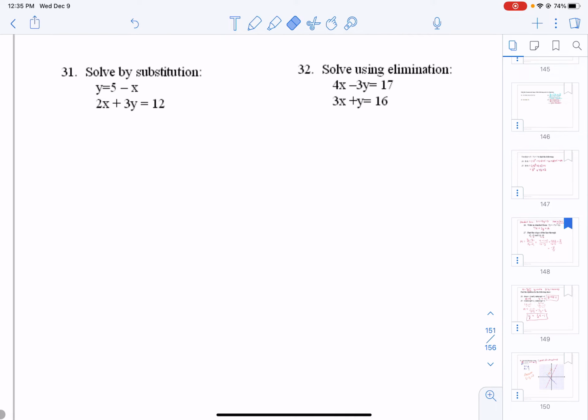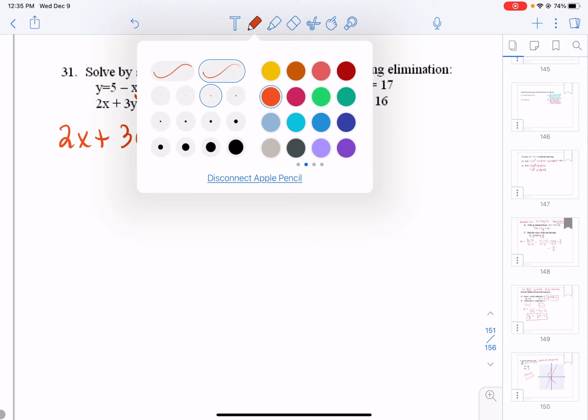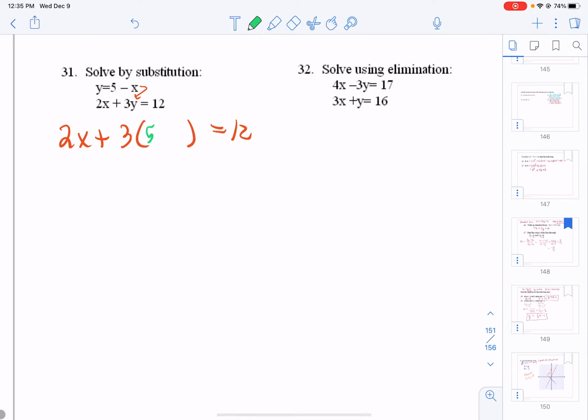Now, for 31 and 32, we're solving a system again, but we're solving it algebraically. We still want to get an xy. The first one says substitution. Let's take this and plug it into the other equation where we see y. We know y is 5 minus x. So let's make the y in the other equation 5 minus x. So take out the y, put a little parentheses, and in that spot, we're going to put 5 minus x. That's what they told us the first equation says. Y is 5 minus x.